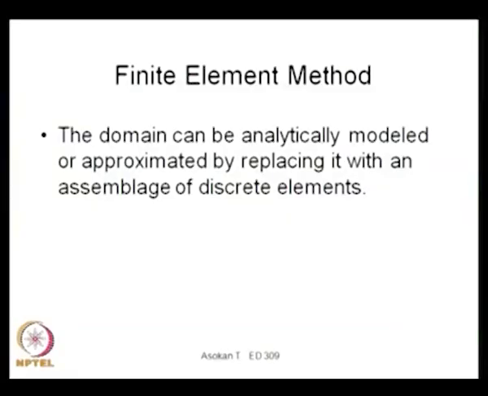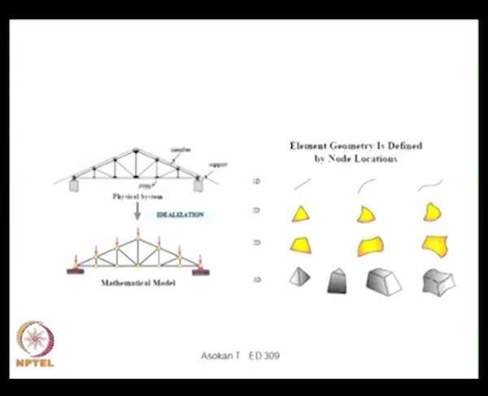Just to show you how it works, in the finite element method the domain can be analytically modeled or approximated by replacing it with an assemblage of discrete elements. So, that is what we have: an assemblage of discrete elements to represent the system. These are some examples of methods.